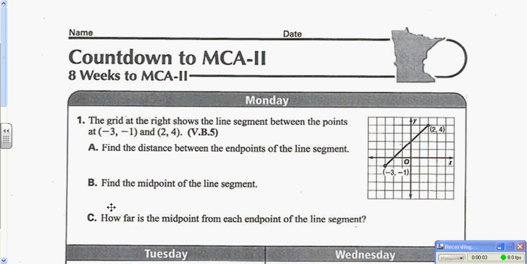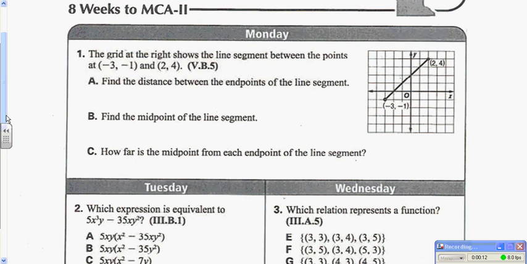Here begins the week 3 quiz how-to video, which covers the 8-week countdown worksheet. The grid at the right shows a line segment between the points -3, -1, and 2, 4. Find the distance between the endpoints of the line segment.